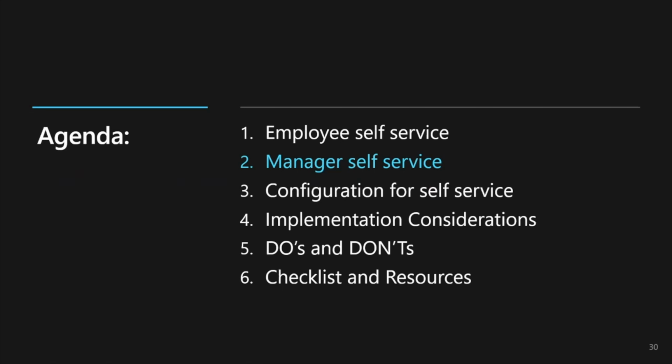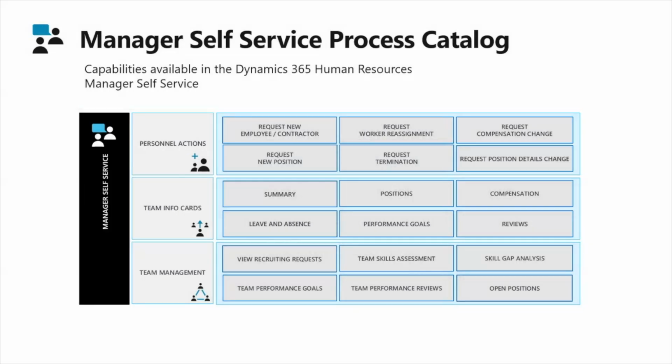Right, so the second topic is manager self-service. And similar to employee self-service, here is the L1 and L2 process catalog for the manager self-service. Again, this gives you a good starting point to start your business process strategy from and add your requirements to them accordingly. All the processes or capabilities are combined under 3 level 1 process groups, namely personnel actions, team information or info cards, as I call them, and team management. We will shortly go through all of them in the next slides.